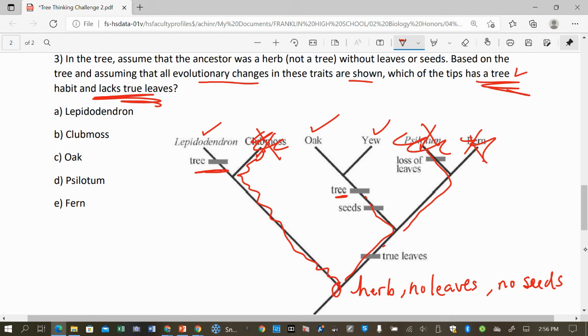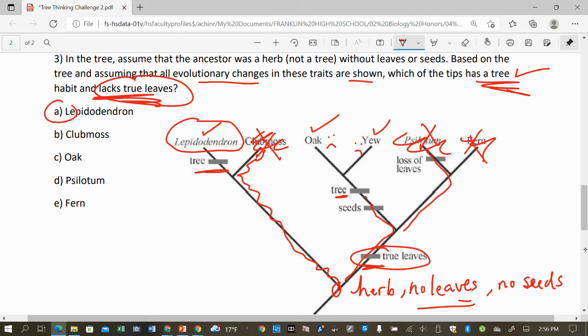So it has a tree habit, and then it lacks true leaves. Well, it starts with no leaves, so looks like this one does not develop any kind of leaves. So that could be it. And then if you go up this way, it starts with no leaves. Tree habit. Oh, and then they get true leaves right here and they never lose them. So that makes me cross out that one and that one. So we're left with this first one. And I think that's it.